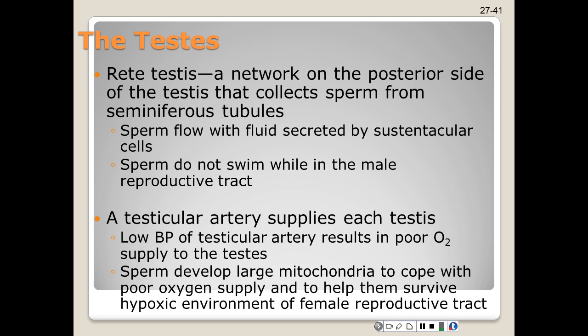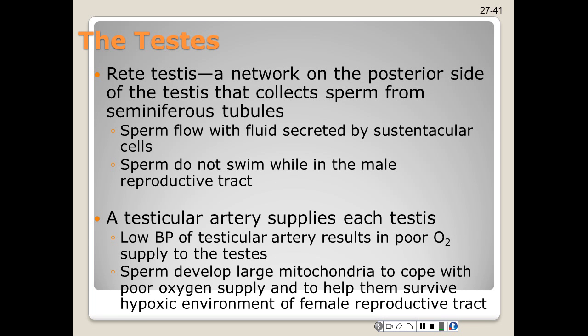Now each testis is supplied by a testicular artery that arises from the abdominal aorta, just below the renal artery. This is a very long, slender artery that winds its way down the posterior abdominal wall before passing through the inguinal canal into the scrotum. Its blood pressure is very, very low, and it is one of few arteries to have no pulse. Blood flow to the testes is therefore meager, and oxygen is in very short supply.